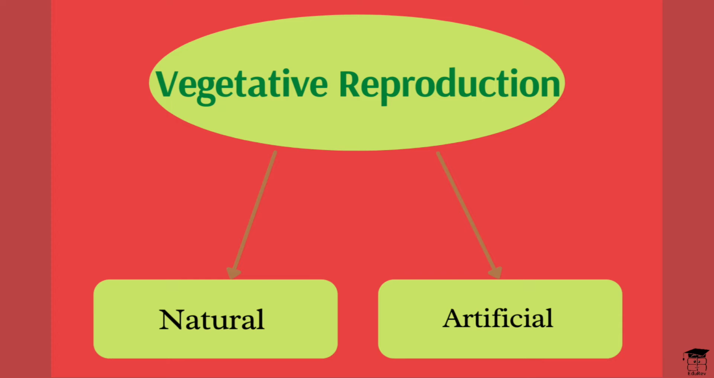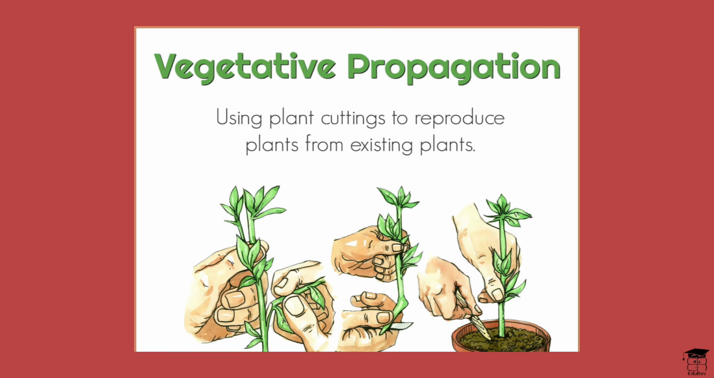Vegetative reproduction. In this type of reproduction, a new part is not formed. Rather, old parts of the plant are used to grow a new individual. It is of two types, natural and artificial. Natural vegetative reproduction is also known as vegetative propagation.